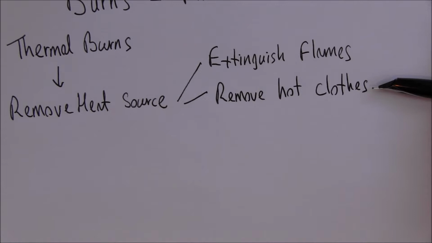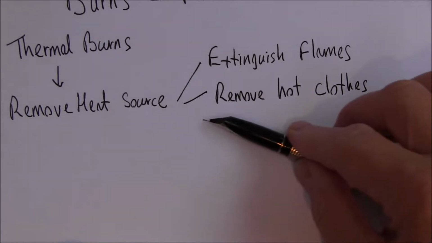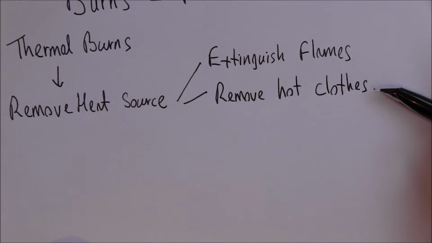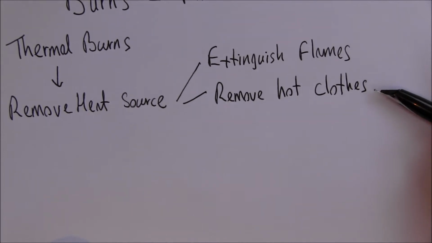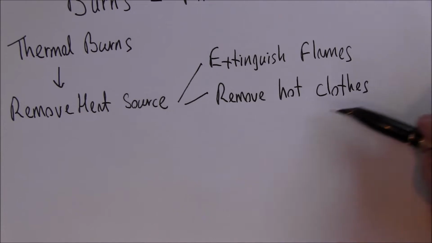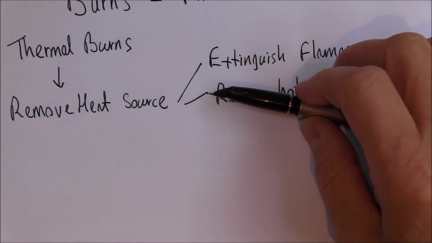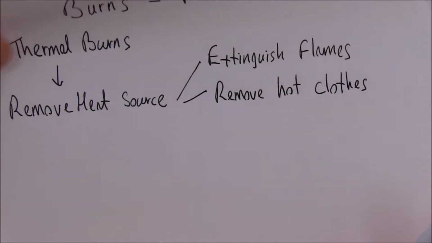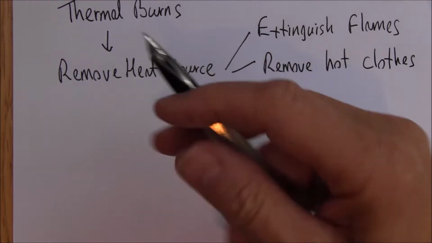Especially some man-made material can melt and actually adhere to the skin. And if we were to remove them, we'd be pulling off and damaging the skin at the same time. In that case, we would just cool them off with cool water, wetting them with cool water. So we've got remove the heat source. And then we need to remove the heat from the tissues.